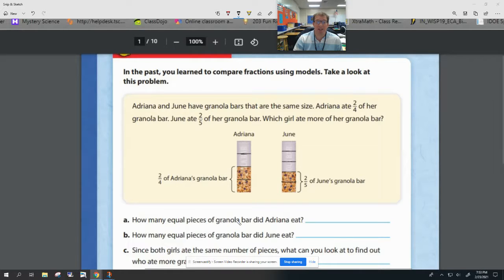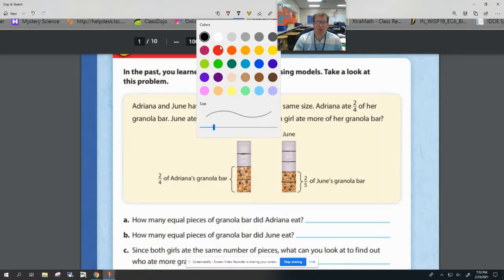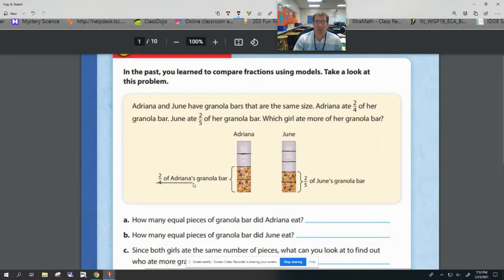Okay. So how many equal pieces of granola bar did Adriana eat? I'm doing this on the desktop, so the handwriting's going to be off. How many pieces of granola bar did Adriana eat? 2. How many did June eat? 2. They both ate 2 pieces of their granola bars. They were different sizes, though. That's the important thing to remember.